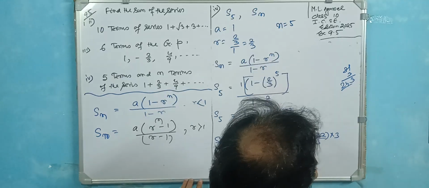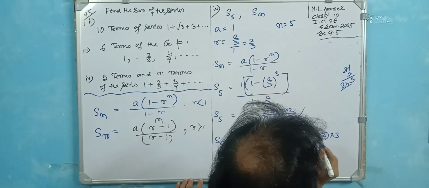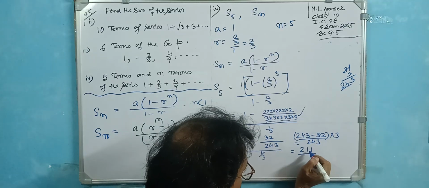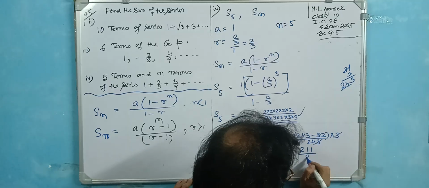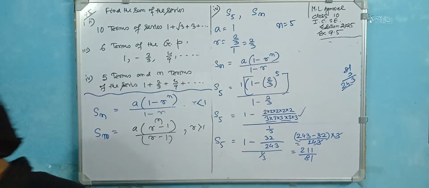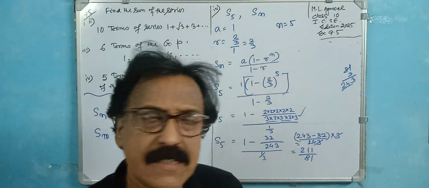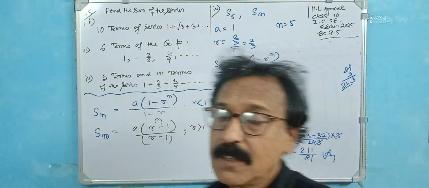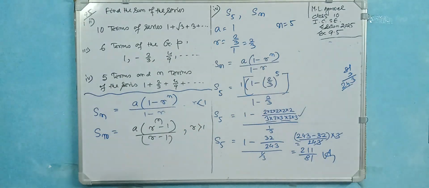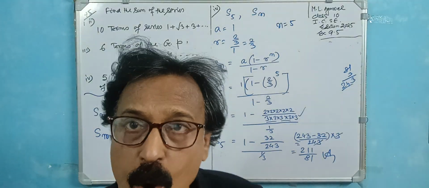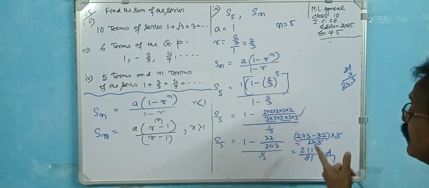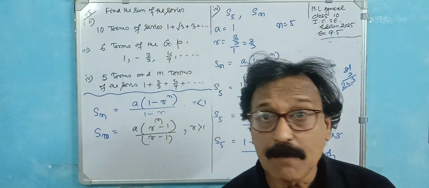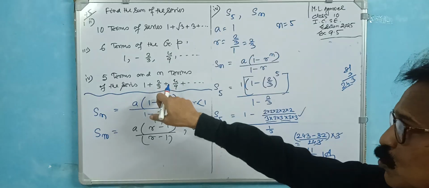So what is the answer? This is 1, this is 1, this is 2. 3 minus 2, 1, 4 minus 3, 1. And you cut off this 81. So what is the answer? 211 by 81. This is the answer for S5, the sum of the first 5 terms. Is that clear? 211 by 81 is the sum of the first 5 terms of that series: 1, 2 by 3, 4 by 9.